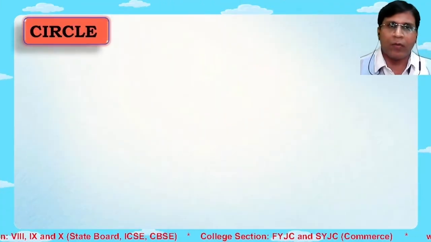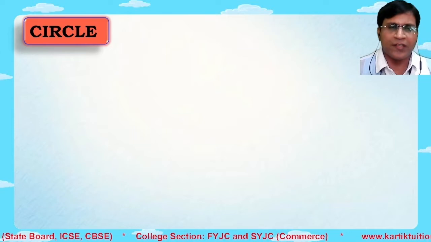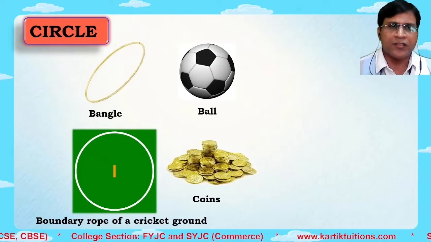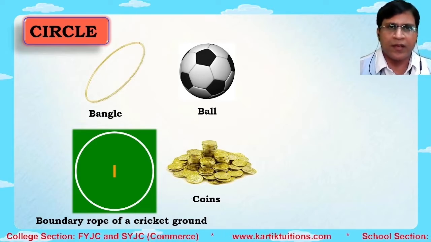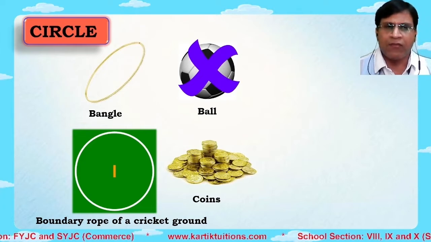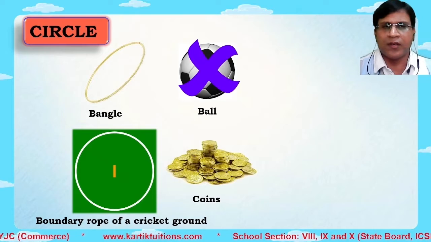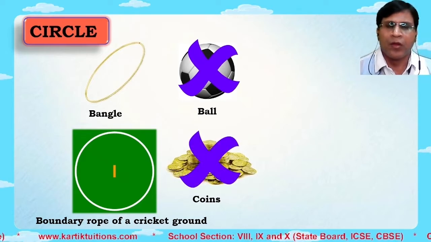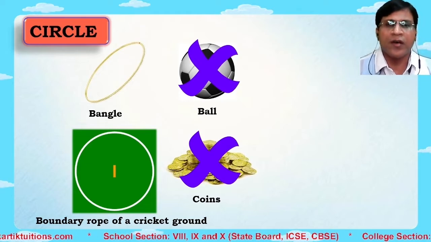Now, when we talk about a circle, we have seen the circle. For example, see, these are the 4 examples of circles we have considered. Now here, let us cross check which are correct. Bangle, it's like a circle, but ball is not a circle. Same way, boundary of a cricket ground is an example of a circle, but coins are not the example of a circle. तो सर सर्कल होता क्या है? So let's understand the definition of a circle.